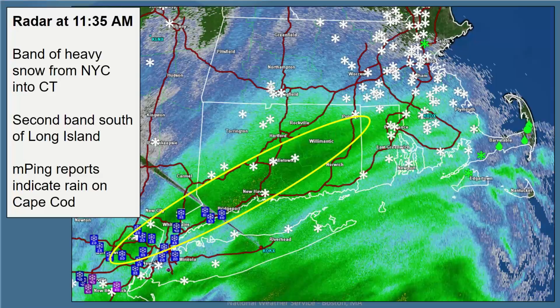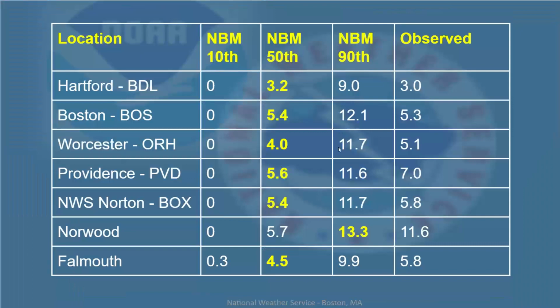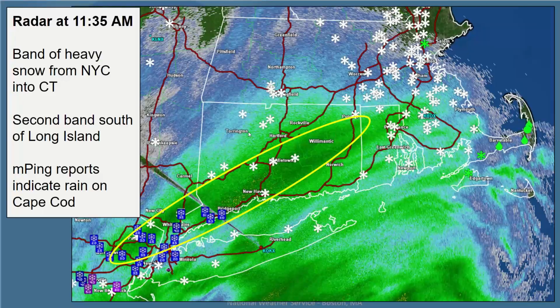So looking at the radar, as we approach lunchtime, you can see a band of heavy snow across Connecticut. It initiated itself in the southern Connecticut area and was working into our region. It was lifting northeast. Temperatures were actually above freezing along the coastline, so there was some rain at the onset, especially the Cape, but that did flip over to heavy snow there too.